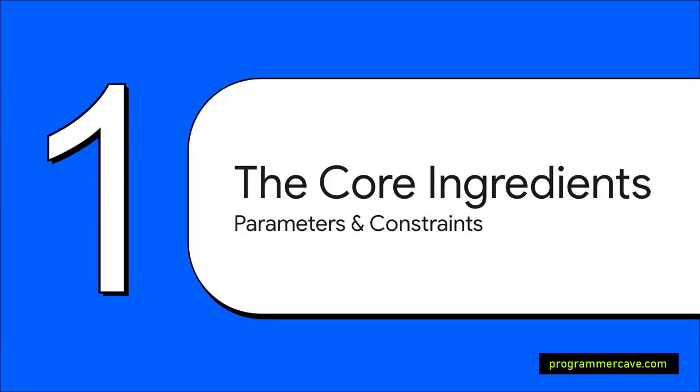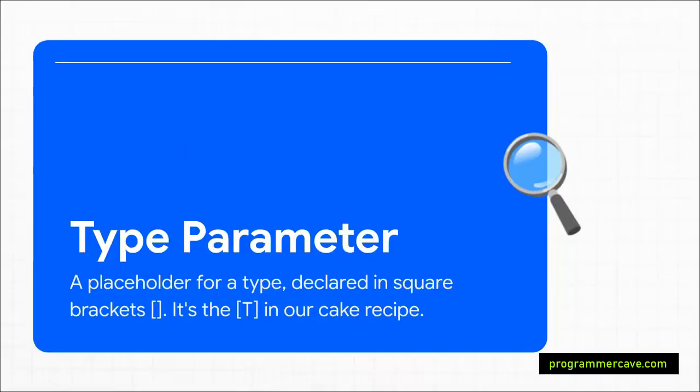All right, so you're probably wondering, how does this magic actually work under the hood? It really just boils down to two core ingredients. Let's break them down. First up, we've got the type parameter. The best way to think of this is just as a placeholder. It's a stand-in for a real type that we'll provide later. You'll always see it declared in square brackets, usually with a capital letter like T. So going back to our cake recipe, this T is literally the placeholder where we say, hey, this is where the type of flour goes.